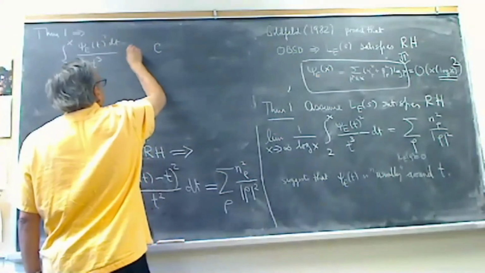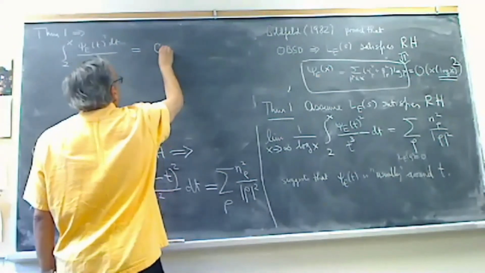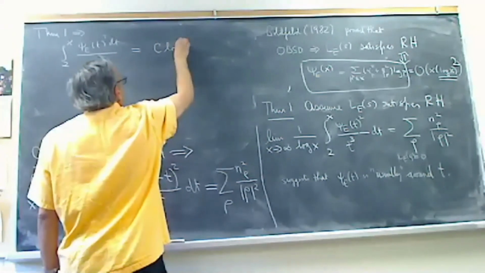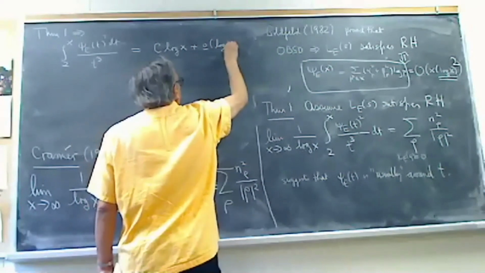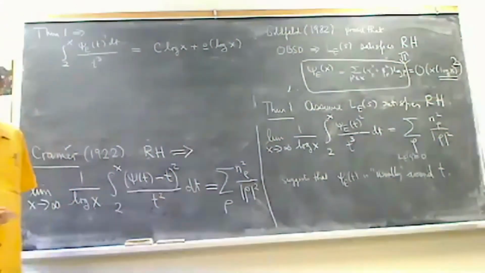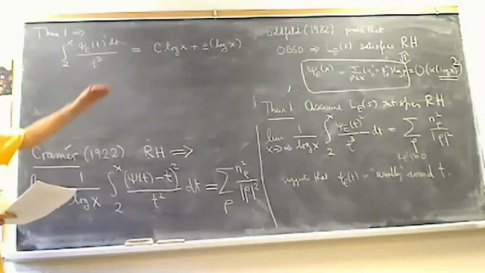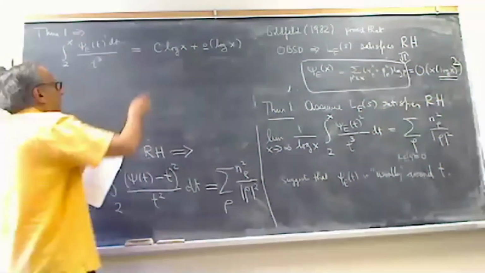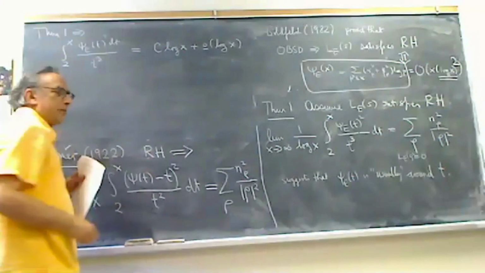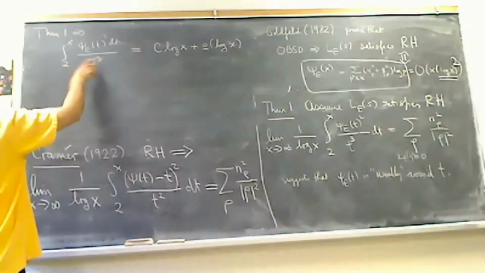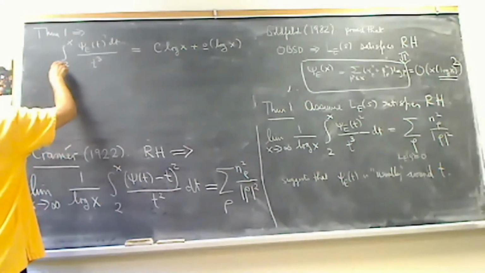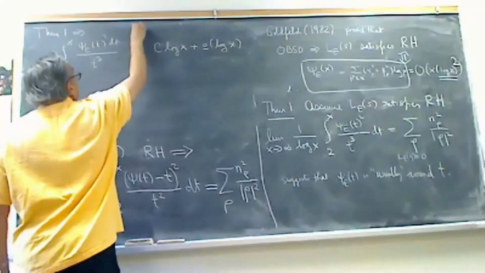Let's not put asymptotic. C times log x plus little o of log x. I'm just changing it into an asymptotic statement. This constant, of course, is going to depend on e, but let's not put too many subscripts. It just messes up the notation. Okay, so you get that, and this is as x goes to infinity.